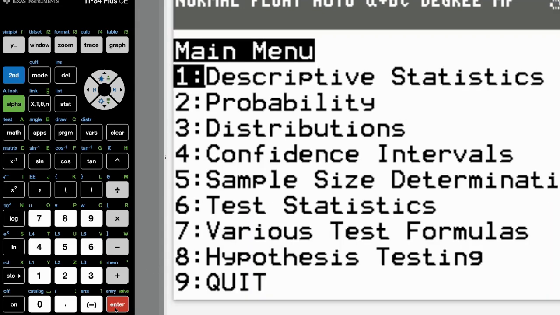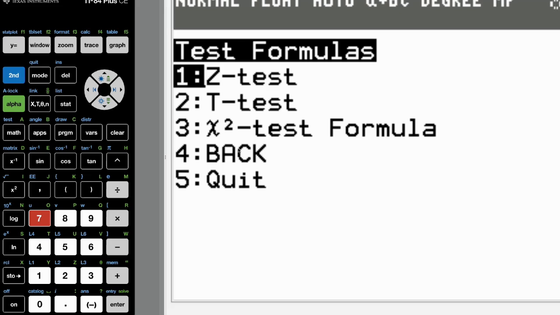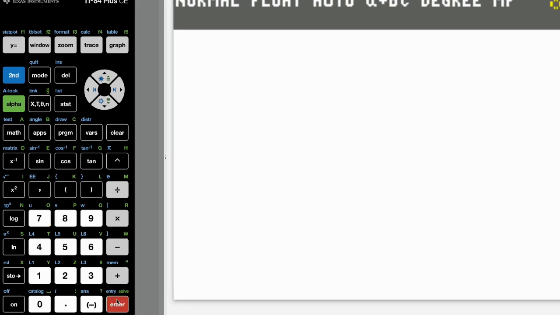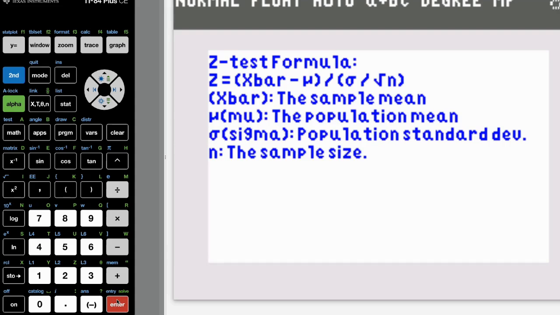Okay, my goodness. I believe that was 6. Now we're going to go to 7. Various test formulas. So we've got the z-test, t-test, and chi-squared test. So let's do the z-test first. The z-test formula equals x bar minus mu divided by sigma over rad n. X bar is the sample mean, mu is the population mean, sigma is the population standard deviation, and n is the sample size.